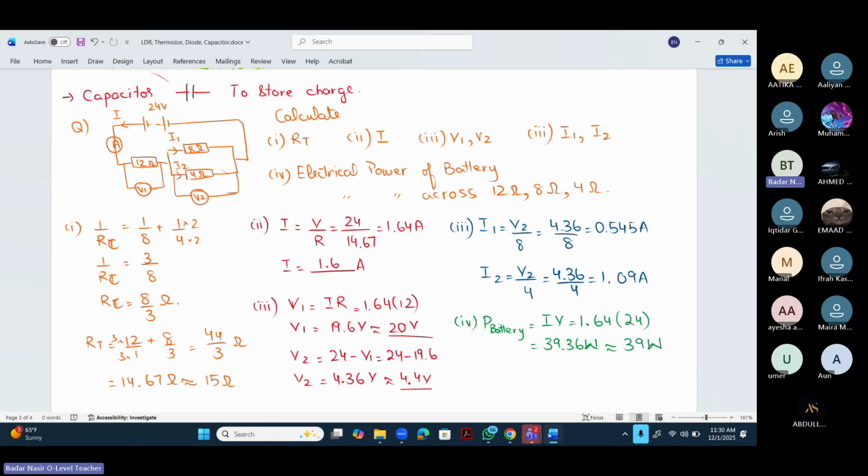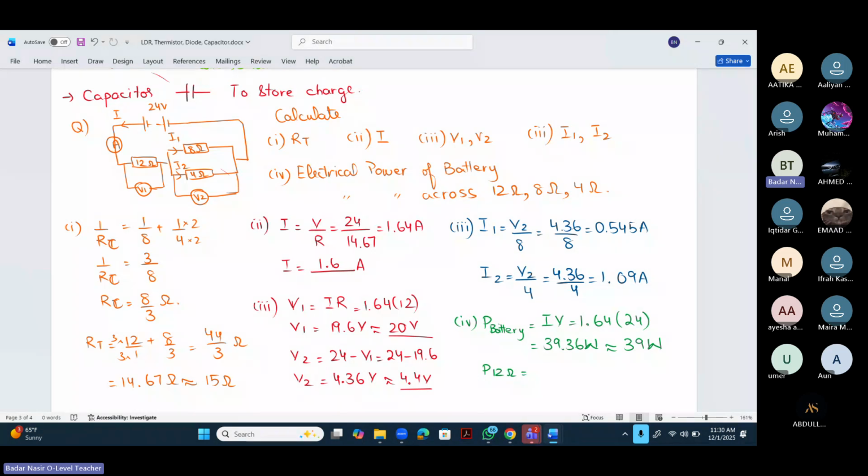Again, if you are using that value, you should not use the rounded-off value; you have to use the three significant figure value for that. So 1.64 is the current supplied by the battery and 24 volt is the voltage supplied by the battery, and you get the power. Next up, we have to calculate the power across the 12 ohm resistor.